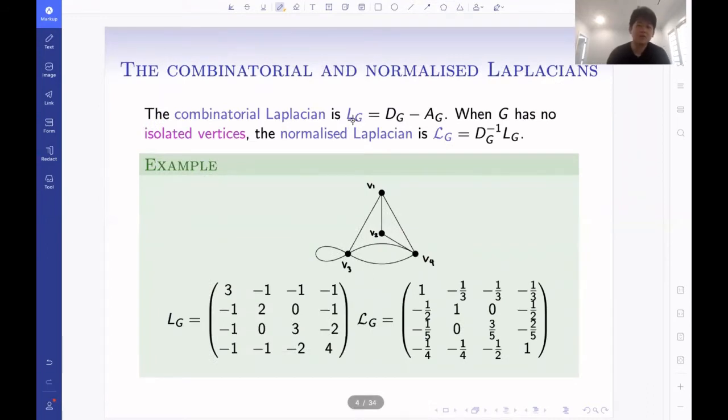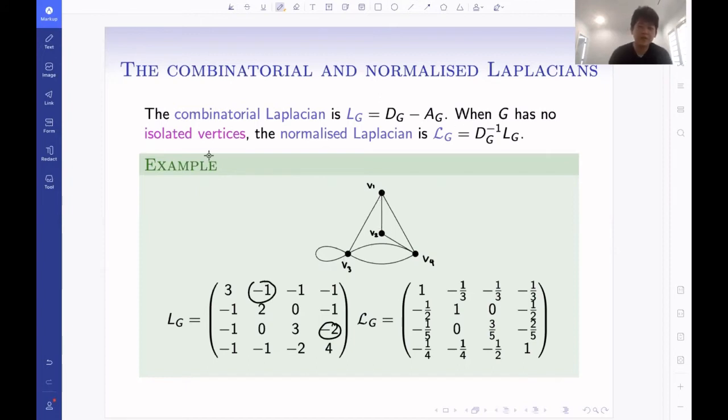Then the combinatorial Laplacian is defined to be the difference between the degree matrix and the adjacency matrix. So you'll notice here we have 3, that's the degree of V_1, 2, degree of V_2. This is 5 minus 2 because V_3 had degree 5, had a loop, so we subtract 2, we get 3. And V_4, degree 4. Here's a negative 2 because we had 2 edges between V_3 and V_4. Here's a negative 1 because we have 1 edge between V_1 and V_2.